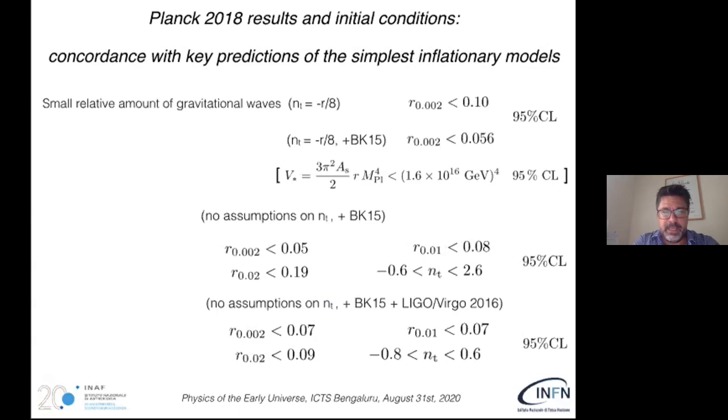We have a limit at 2 sigma of 0.1 from Planck data alone, which can be further tightened with the combination of BICEP and Keck Array 15-year data to 0.056, which translates into an upper bound on the energy scale of inflation of 1.6 × 10^16 GeV. These results are obtained by assuming the relation between the tensor tilt and r supported by standard slow-roll single-field inflation.